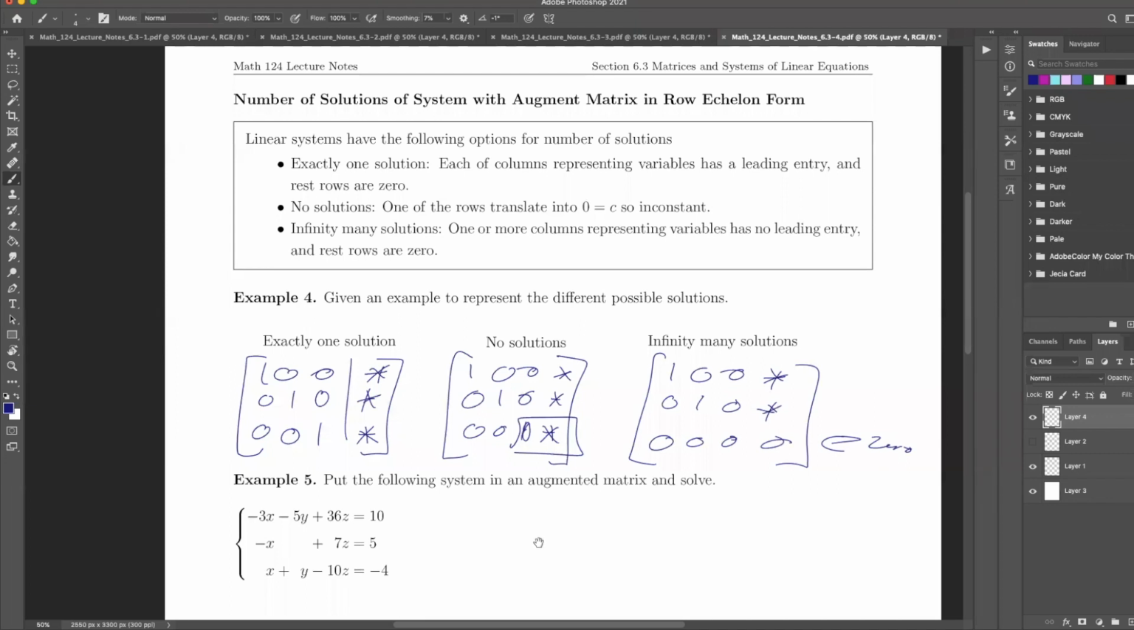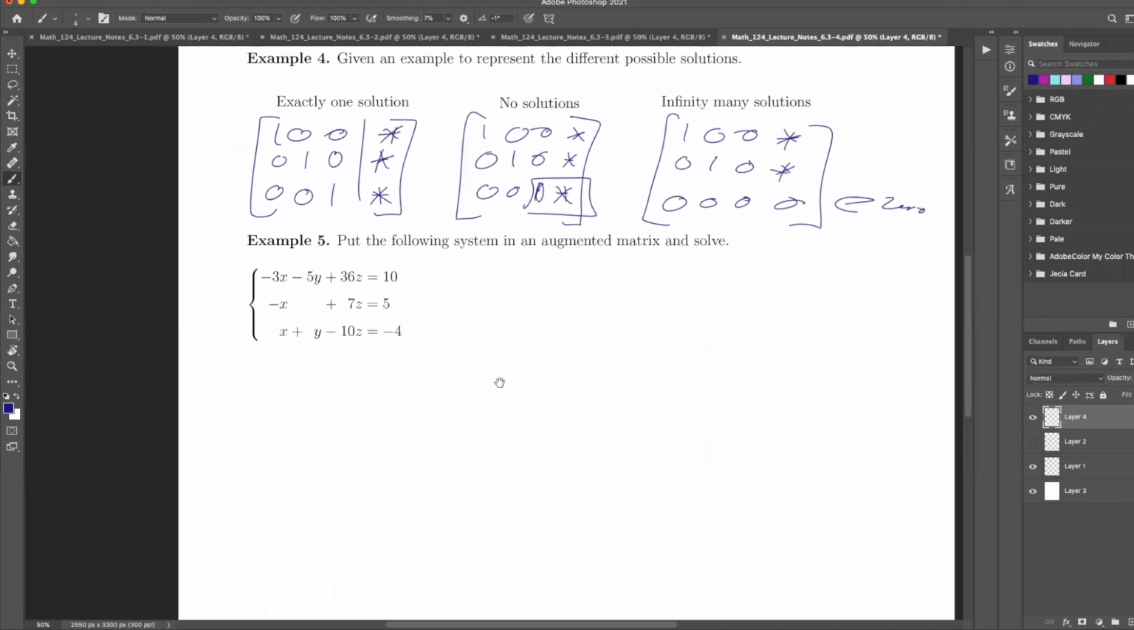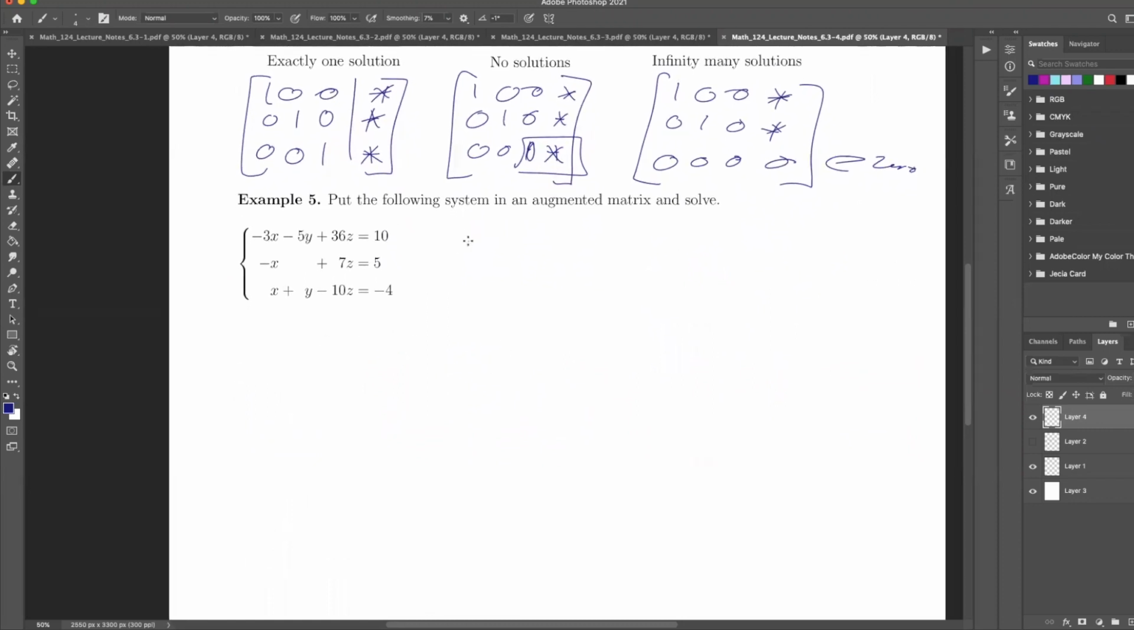So in this case, we can put this into an augmented system. So let's do that. And then I'm going to teach you how to type it into a computer, especially for us being remote. That makes it super easy. If you ever teach this class online, you always will have this calculator available to you.